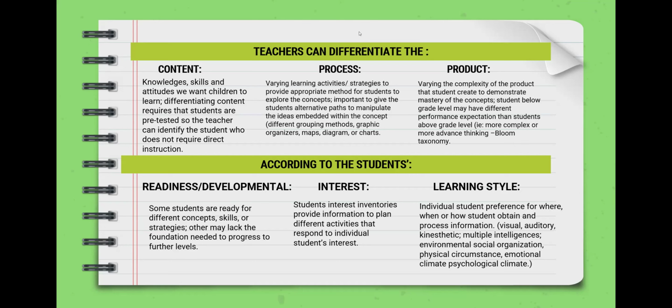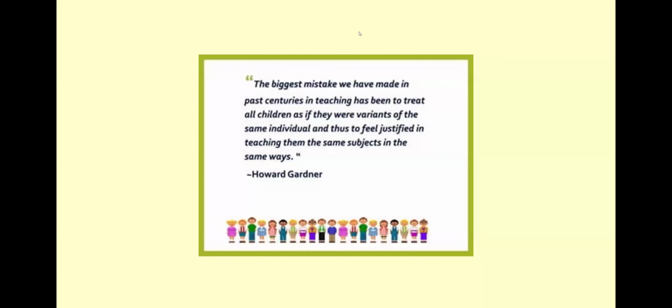The student interest inventory provides information to plan different activities that respond to individual student interests, learning style, and individual student preference for where, when, or how students obtain and process information. Visual, auditory, kinesthetic, multiple intelligences, environmental, social organization, physical circumstances, emotional climate, and psychological climate. Just take a look at this.